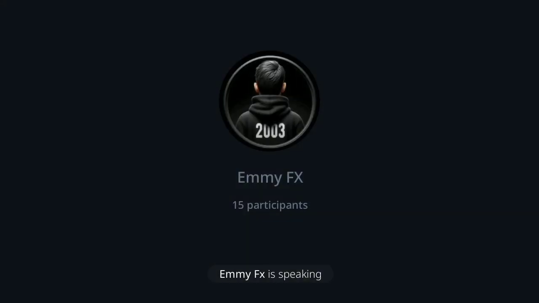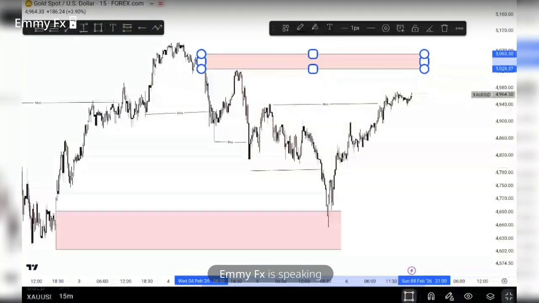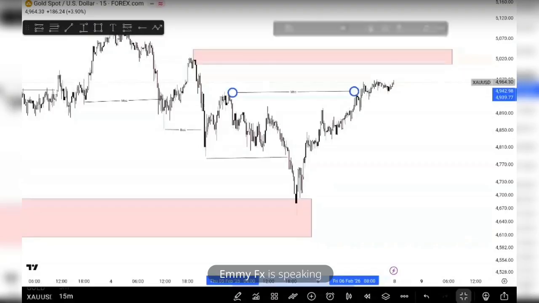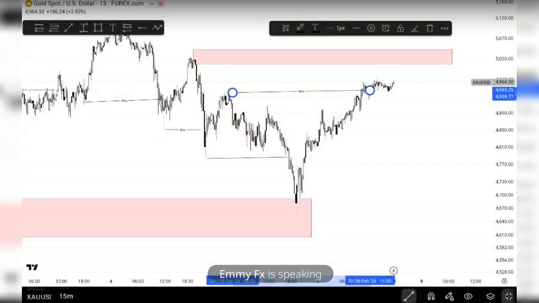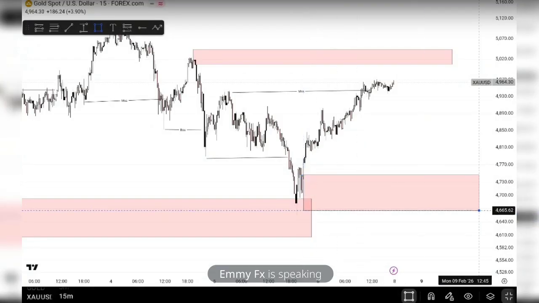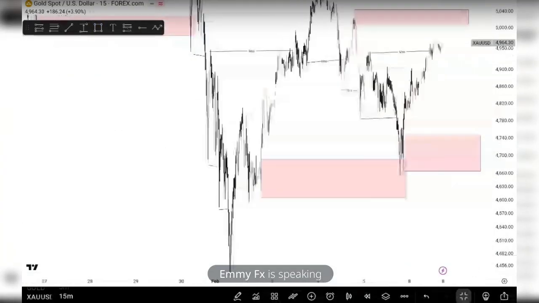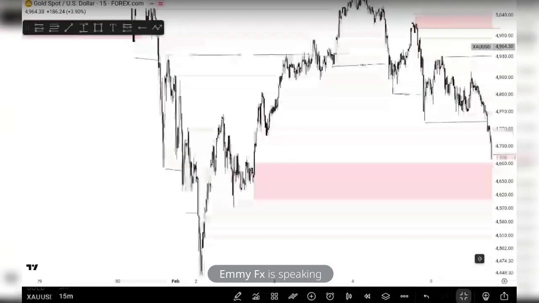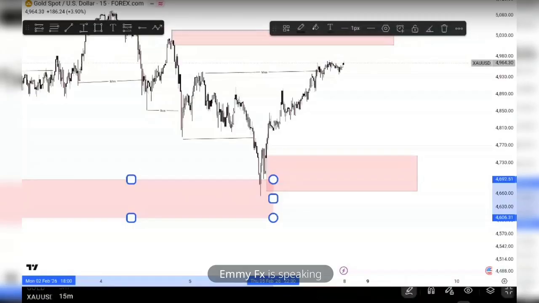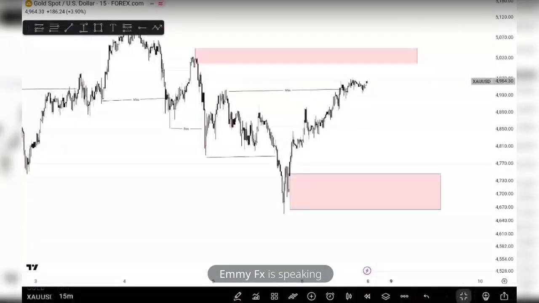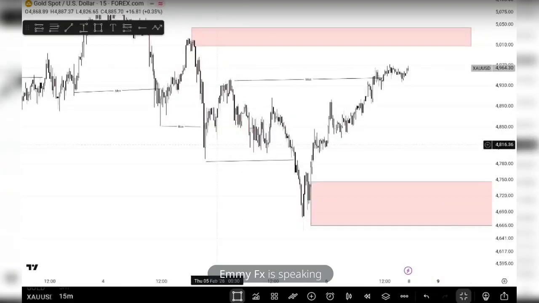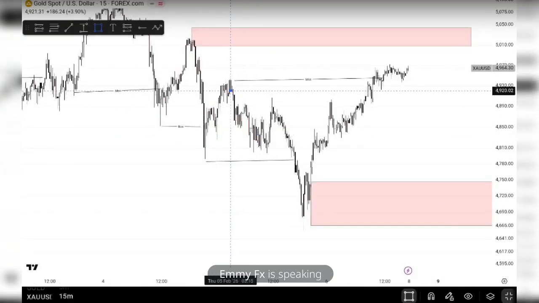But price may also react from this other block, since we have this market structure shift here, and this is also the other block that causes the market structure shift. Since this other block is the one that causes the MSS, price could react from here, because price has already taken out liquidity on Friday here, so some people are looking to take a trade from this other block.